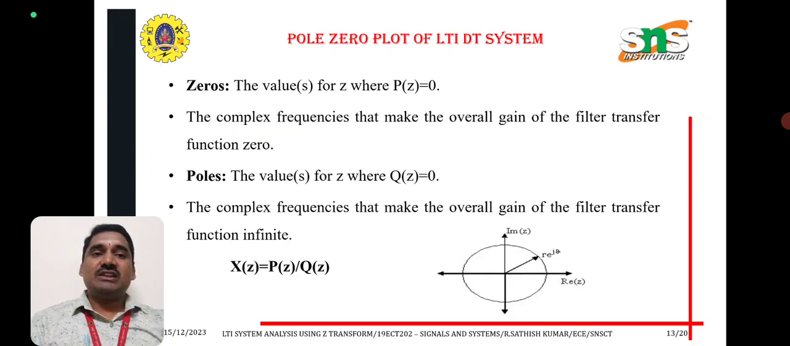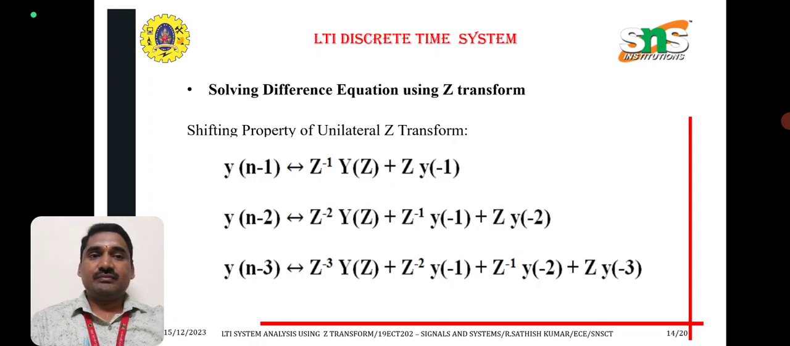Next one, the pole zero plot of a linear time invariant discrete time system. Zeros mean the values of z where p of z is equal to 0, the complex frequencies that make the overall gain of the filter transfer function 0. Poles mean the values of z where q of z is equal to 0, the complex frequencies that make the overall gain of the filter transfer function infinite. X of z is equal to p of z divided by q of z. This is the representation of the pole zero plot.